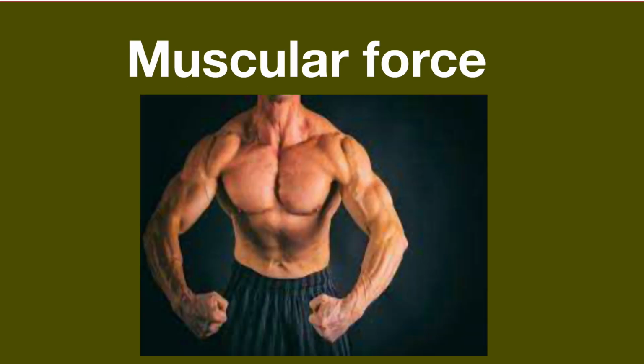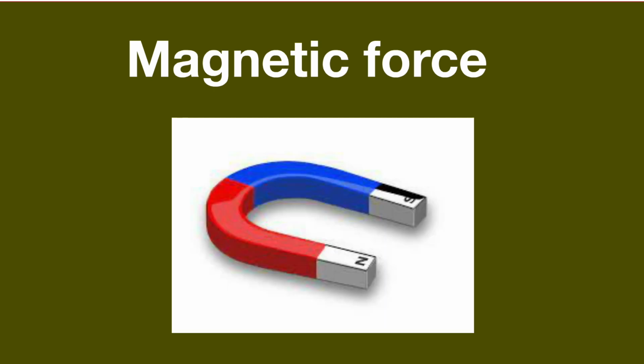There are different types of forces. Muscular force is the force applied by our body parts. So we use muscles for it. When we push or pull something, we apply muscular force. Like opening a door, kicking a football, plucking fruits from a tree.